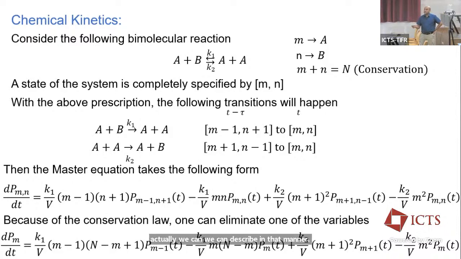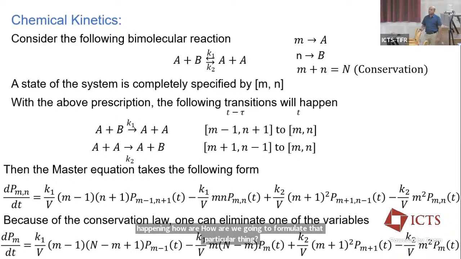You can imagine that this reaction happens in a two-step manner: A plus B to A, and A plus A to A plus B. Okay, so how are these jump processes happening, how are we going to formulate that particular thing, this jump process in this case?